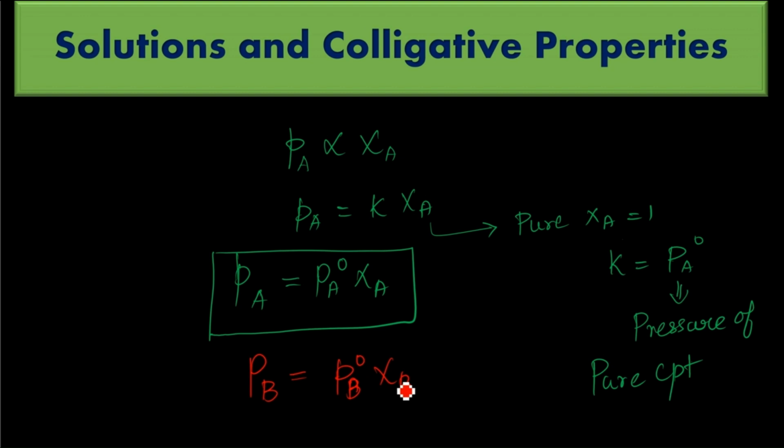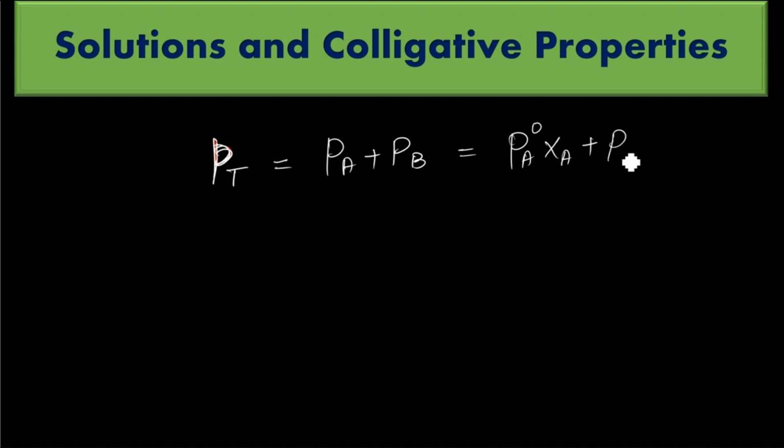What about the total pressure? For total pressure, according to Dalton's law of partial pressures, how can we write it? Summing up. We just sum all those partial pressures, right? So here also we are doing the same. Total pressure, P total, equals P_A plus P_B. By substituting these values, we get P_A naught times mole fraction of A, plus P_B naught times mole fraction of B.